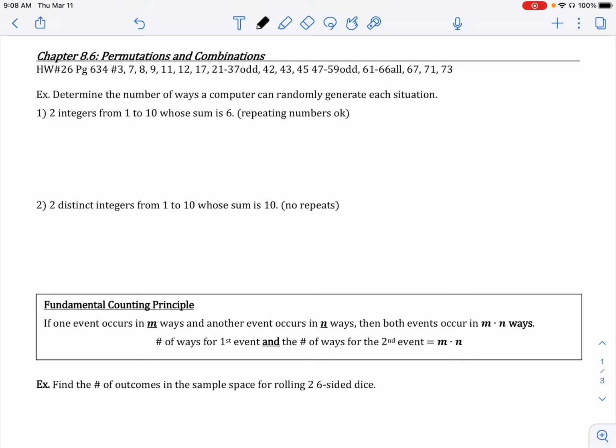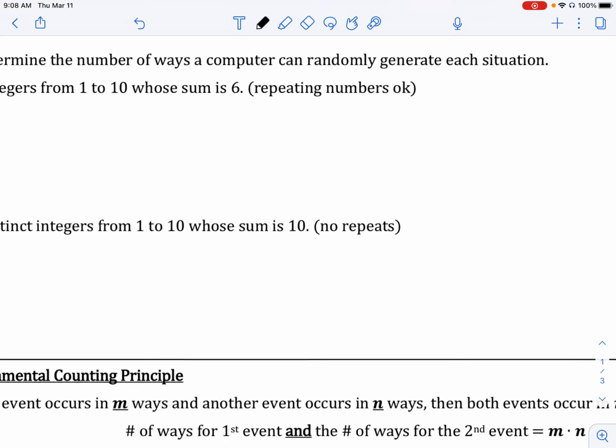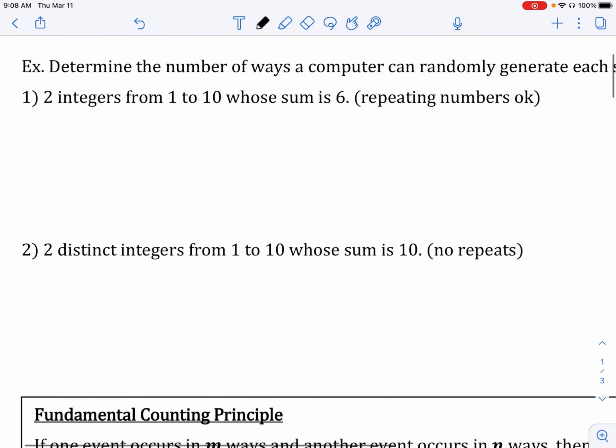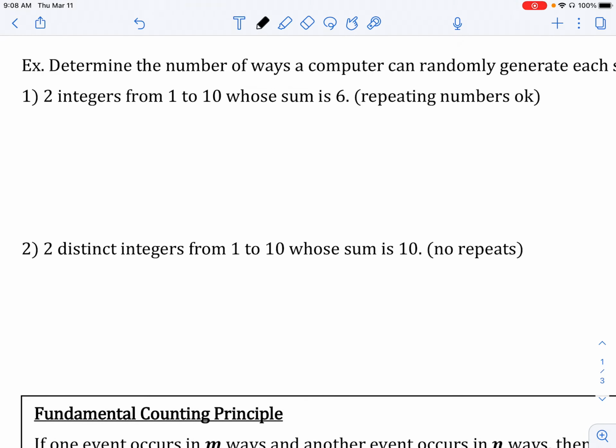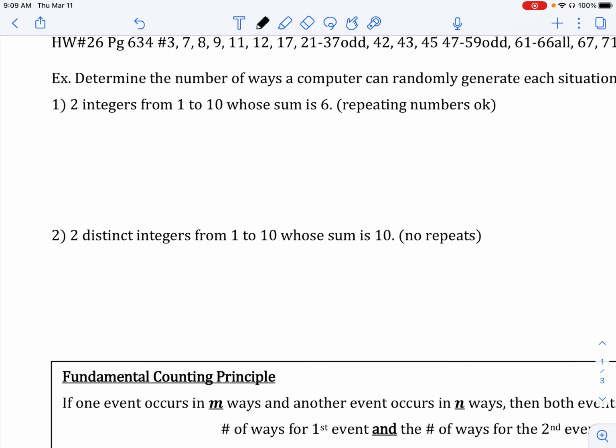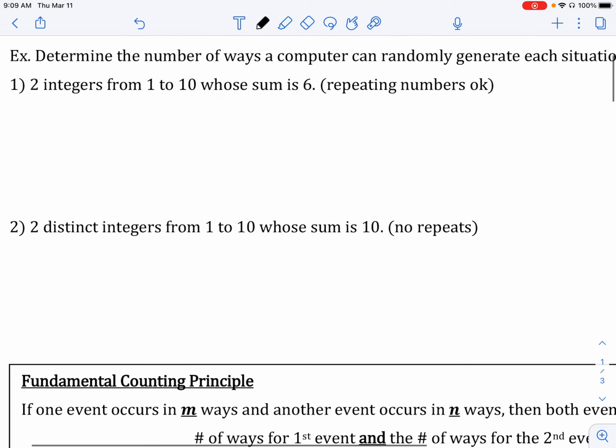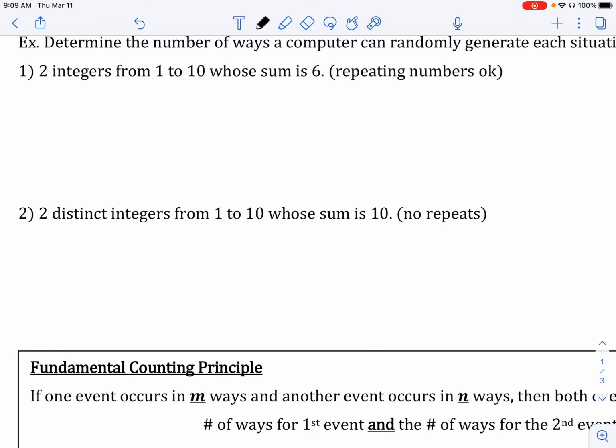Before we start talking about permutations and combinations, let's get a little more comfortable looking at different ways of counting things. So let's take a look at this first problem and go through some of these scenarios. Determine the number of ways that a computer can randomly generate each situation. In the first problem, we have two integers from 1 to 10 whose sum is 6. We're trying to figure out the number of ways a computer could randomly generate two integers that range from 1 to 10 that add up to 6. And it's okay to have repeating numbers.